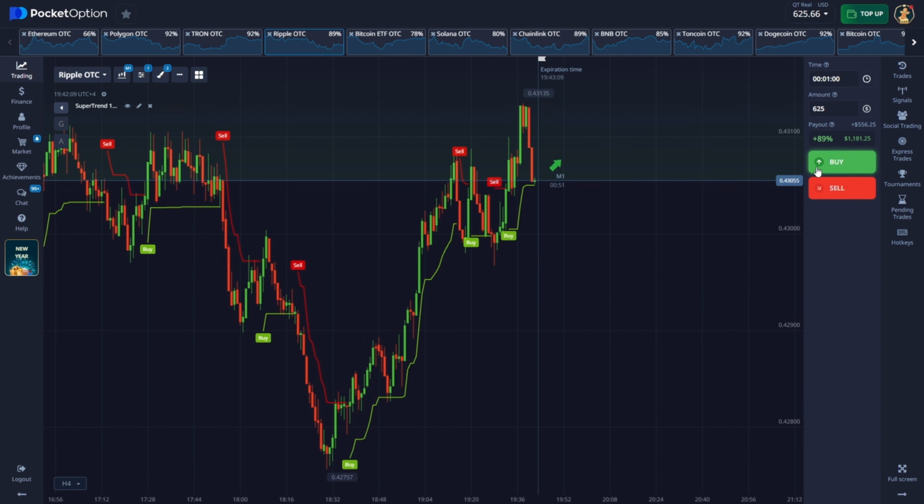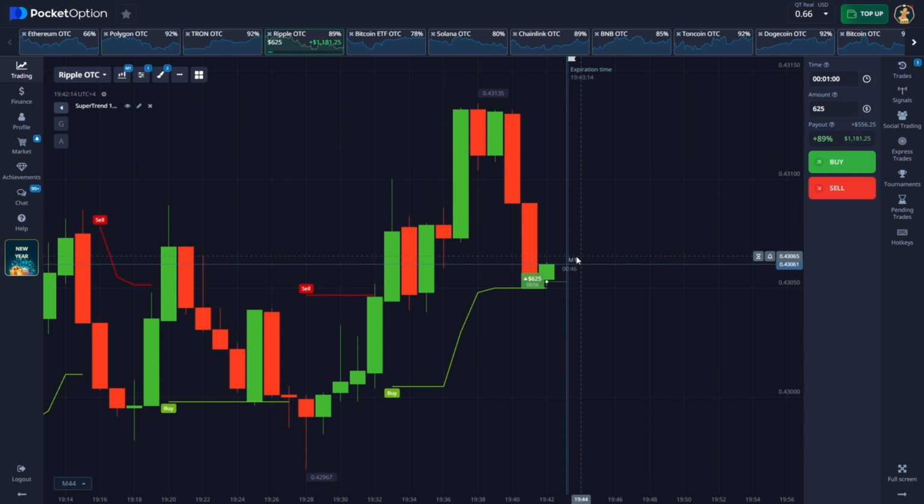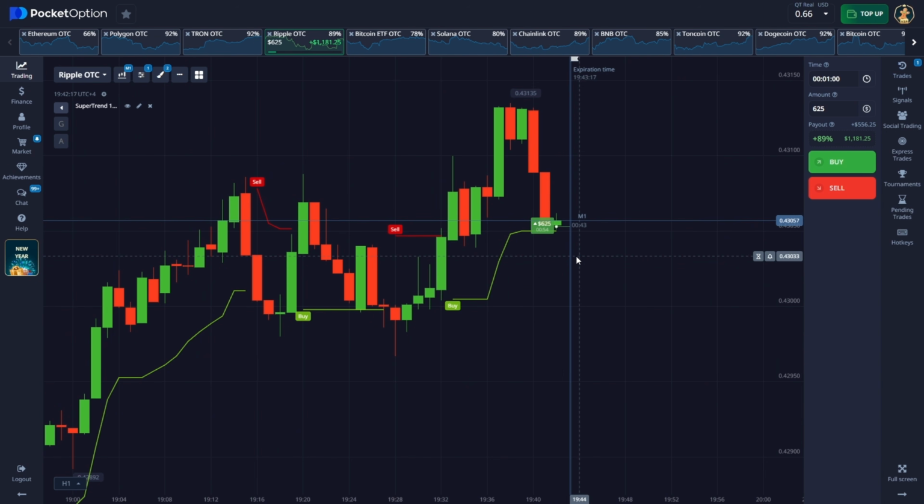On Ripple, we have a setup, and I placed a trade for the upside move worth $625. As you can see, there's a buy signal and the uptrend is confirmed, so I took this trade for the upside.